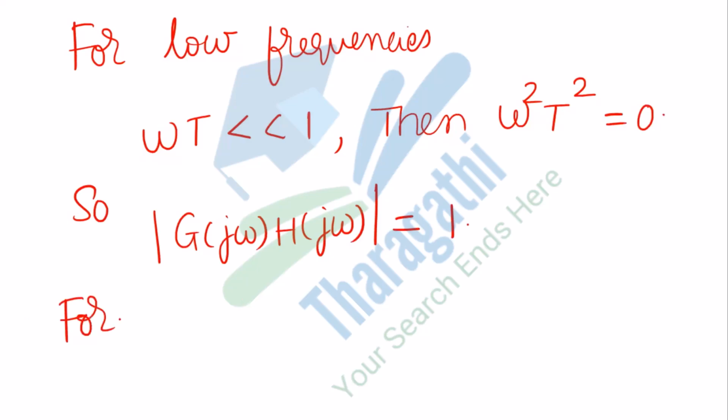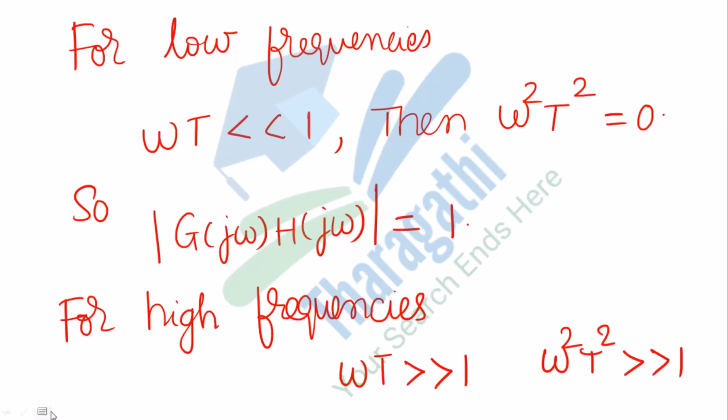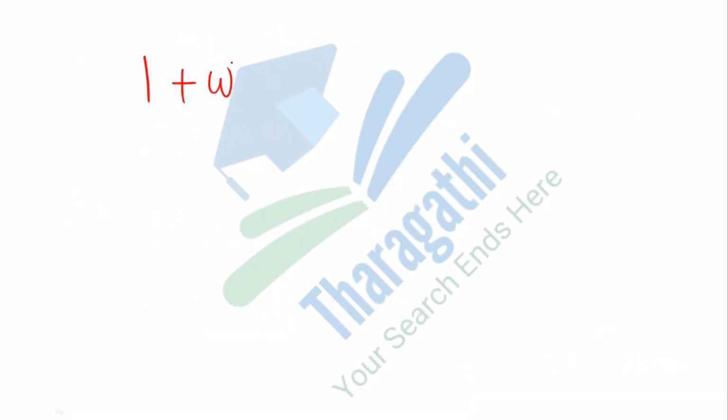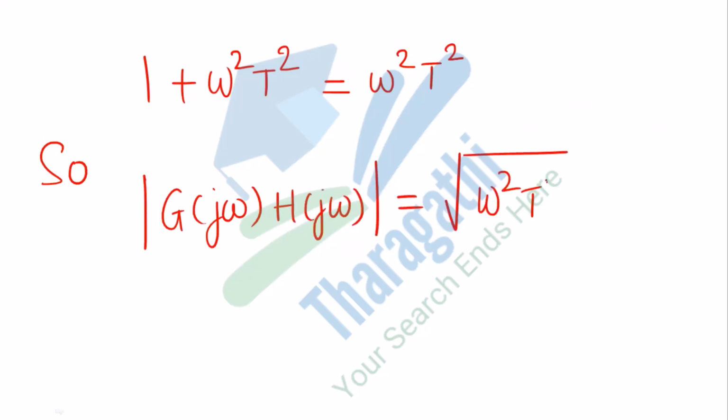For high frequencies, that is omega t much greater than 1, then omega square t square is much greater than 1. In such cases, 1 plus omega square t square is taken equal to omega square t square. So modulus of G of j omega H of j omega is equal to under root omega square t square, which is equal to omega t.